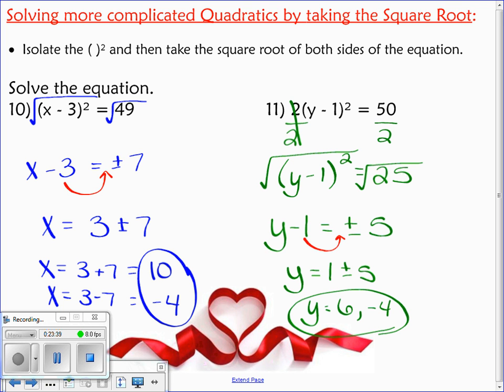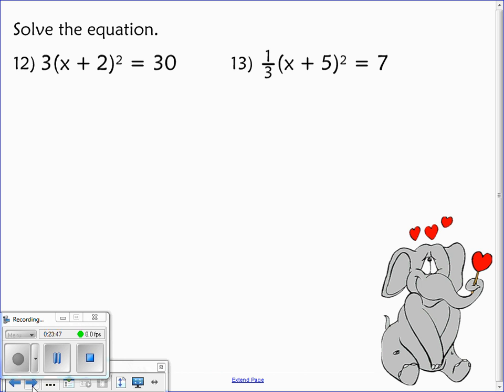How are we feeling so far? I'm ready for that. Are you? Let's actually do 12 first, because something else happens here.